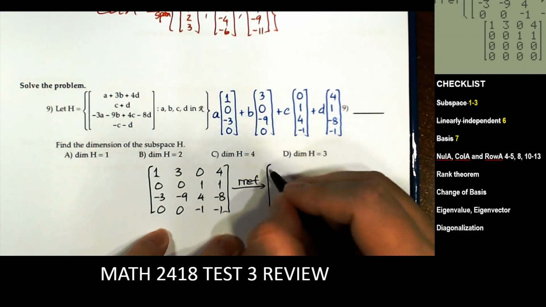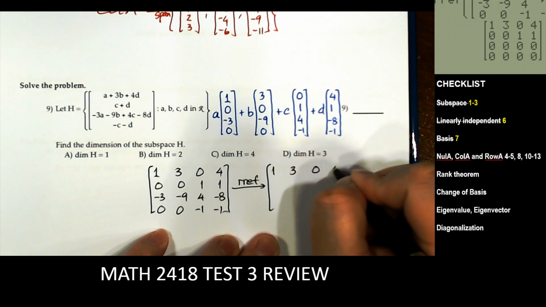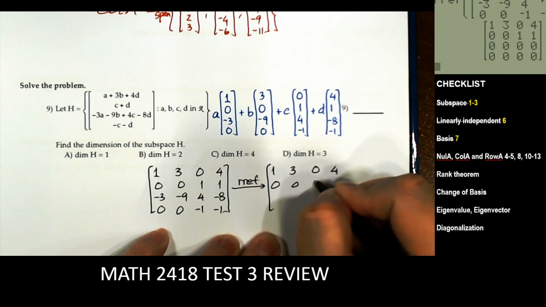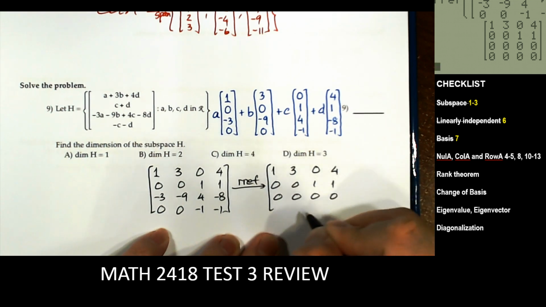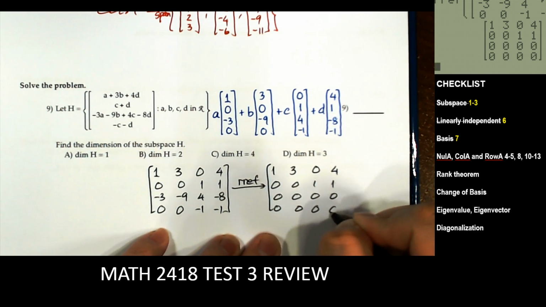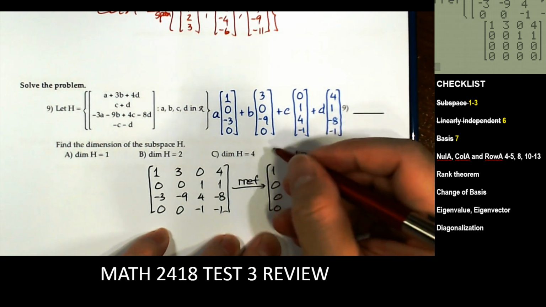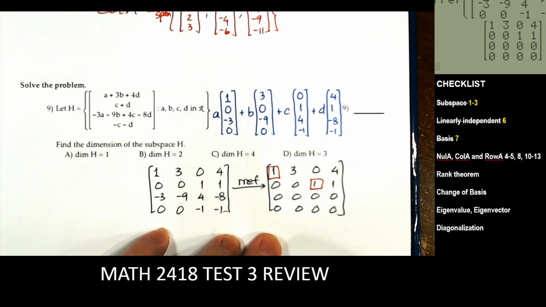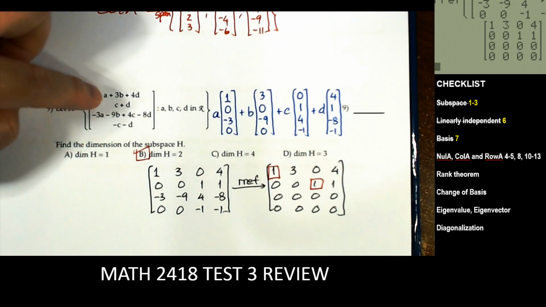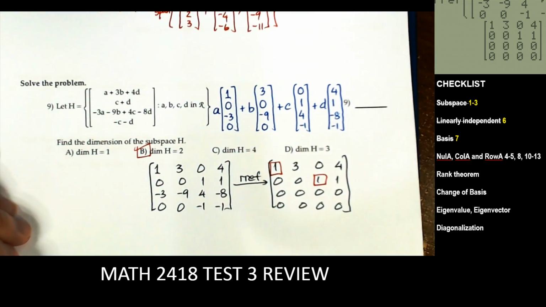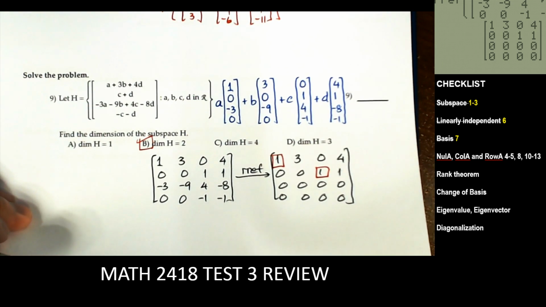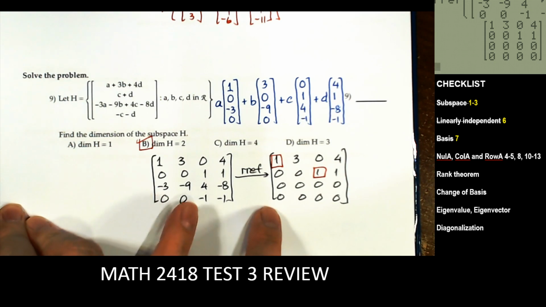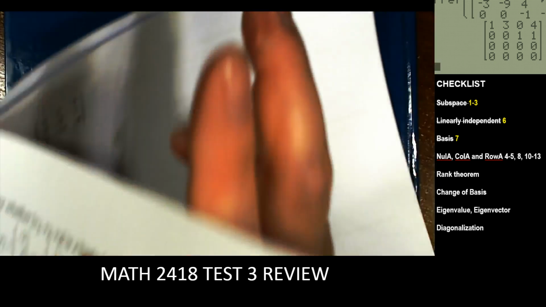So when we do the reduced row echelon form, this is what we have. Notice that here we only have 2 pivots. So the dimension will be just 2. We cannot just say there are 4 vectors, so that will be 4 dimensions. We actually have to do the reduced row echelon form and find how many pivots we have.